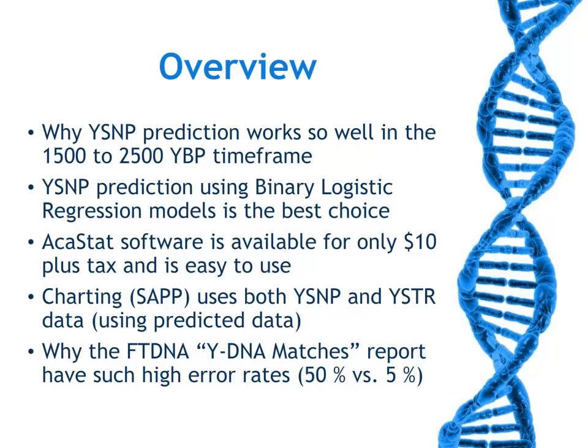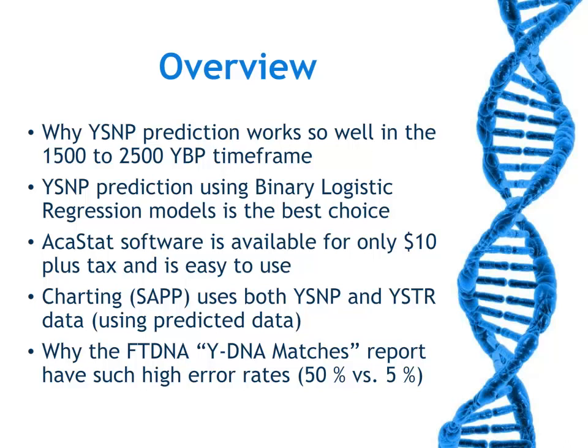YSNP prediction has to be in the 1500 to 2500 years before present time frame, because if it's any older, then there'd be too many hidden mutations for SDRs to actually see in live testers. And if it's any younger, it wouldn't have enough time to develop robust signatures. YSNP prediction uses binary logistic regression, which is the best choice. You can buy a software package called AccuStat for only $10 plus tax, and this is a very easy product to use.